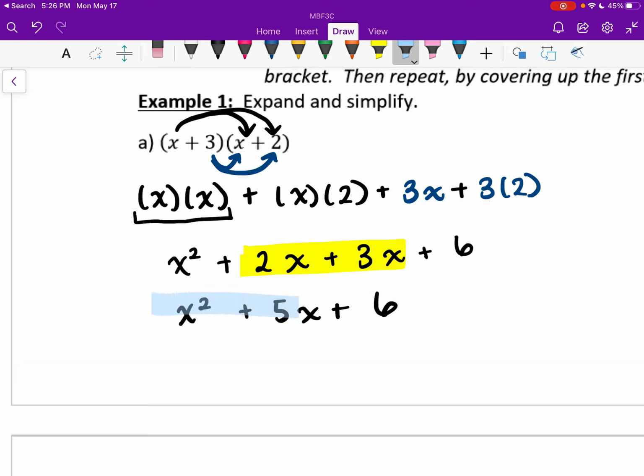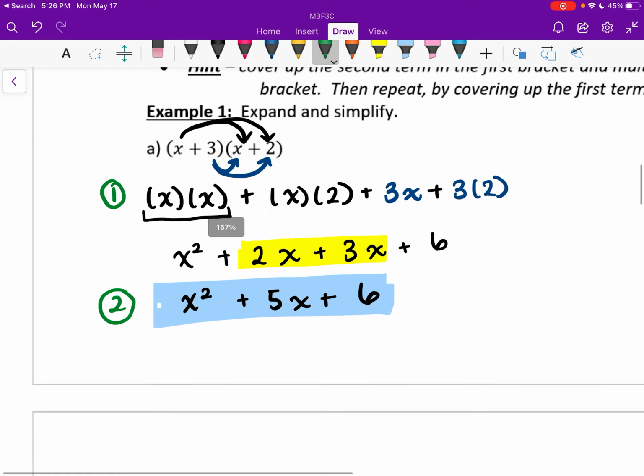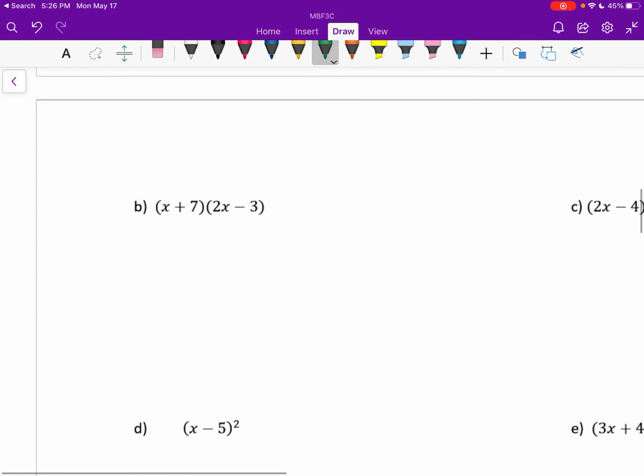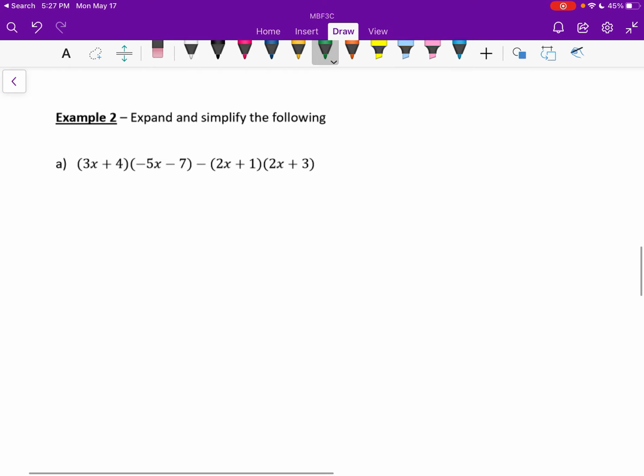Okay, and that's how I would expand. So the first thing I did was expand, and then I simplified. So I'm going to do a couple more questions with you. I'll walk you through how to do each of them, and then I'm going to have you try to do these by yourself. And then we're going to go through a bit more complicated question.